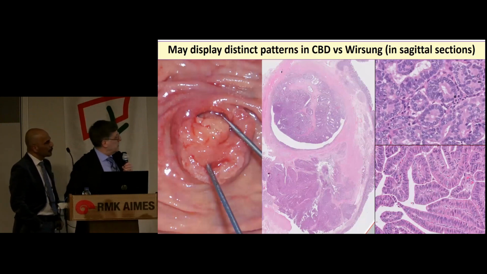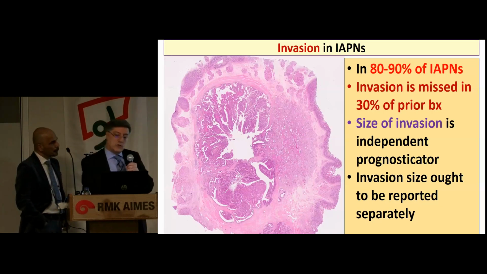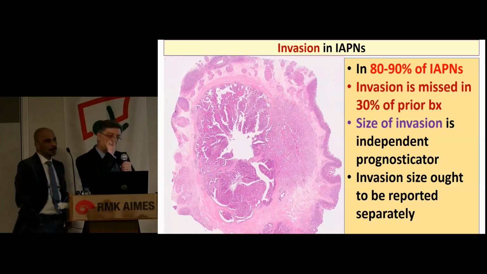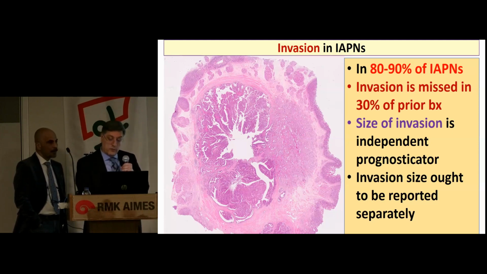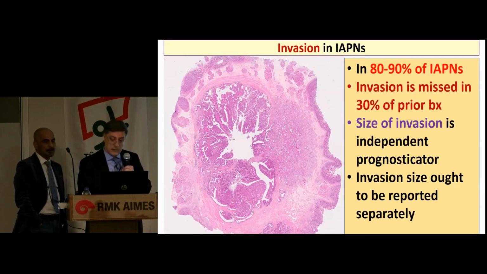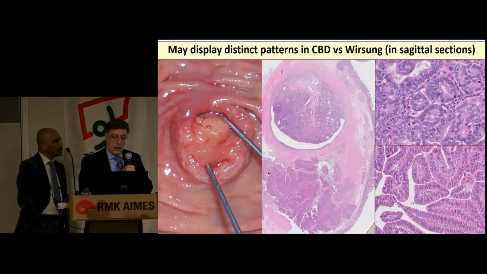Here's another IAPN. Look at the common bile duct and pancreatic duct. The tumor can show a little bit different growth patterns. In our experience, 80 to 90% of IAPNs prove to have invasive carcinoma. And again, that invasion is small and can be upper in the duct. That's why ampulectomy would be very tricky to perform. If I was the patient, I would definitely not want that. If pancreaticoduodenectomy is feasible, I think that would be the way to go.